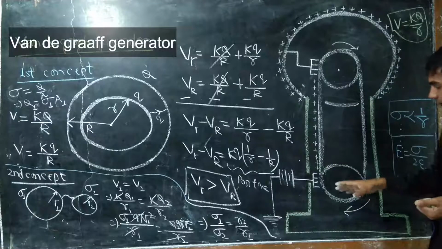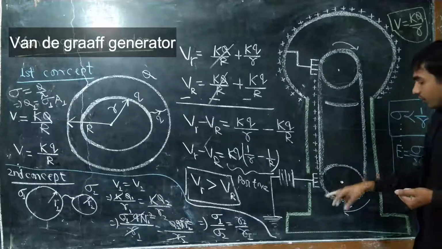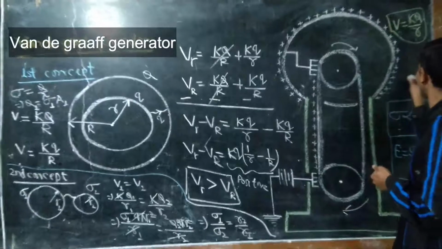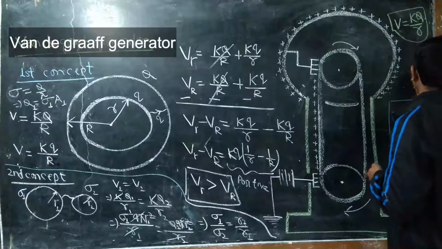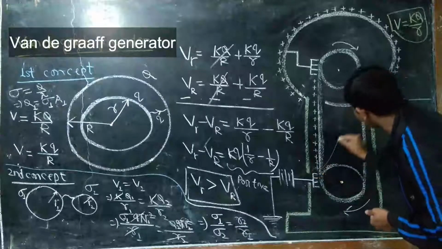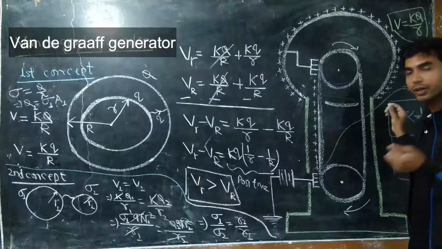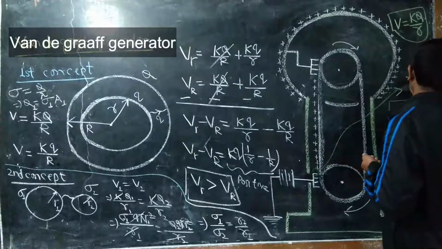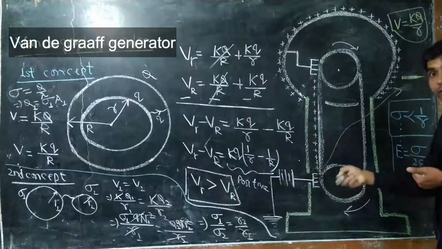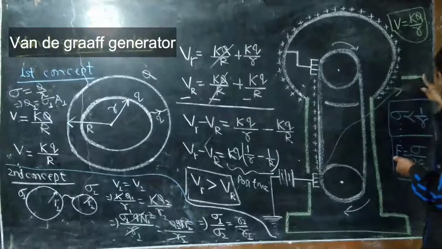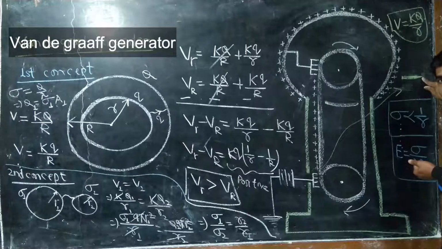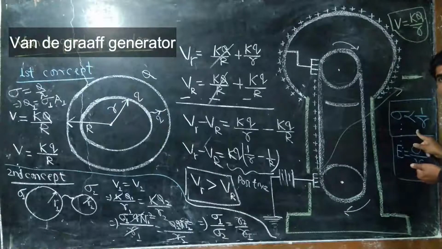Some basic arrangement we are going to understand. These two are the combs. Suppose I zoom in on this part, and I am going to draw the zoomed figure here. You can see this is very sharp, and sharp means the radius will be very small.